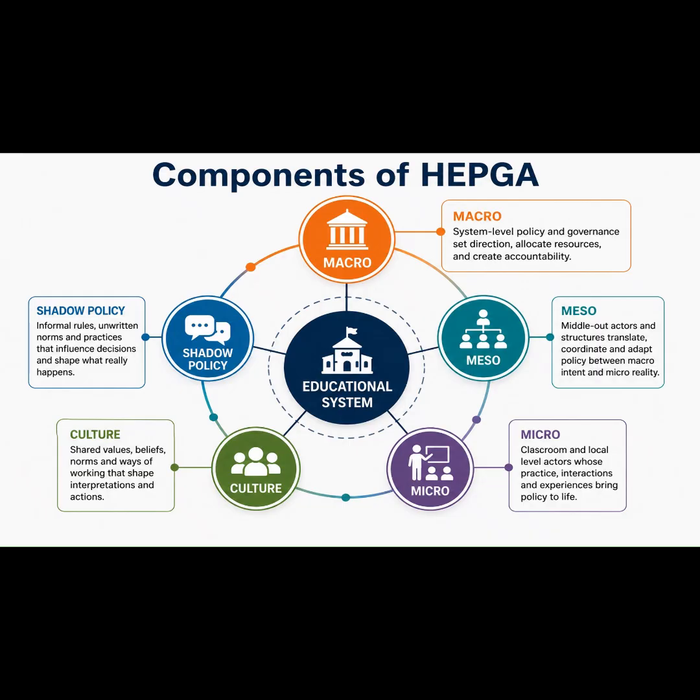The first component is the macro level. This refers to a system-wide policy and governance structure. At this level, governments, ministries, boards, and senior leaders establish priorities, allocate resources, develop regulations, and provide strategic direction. Macro-level decisions often shape what is possible throughout the rest of the system.